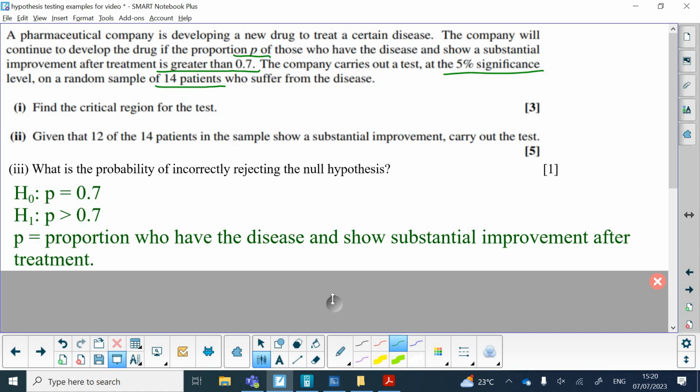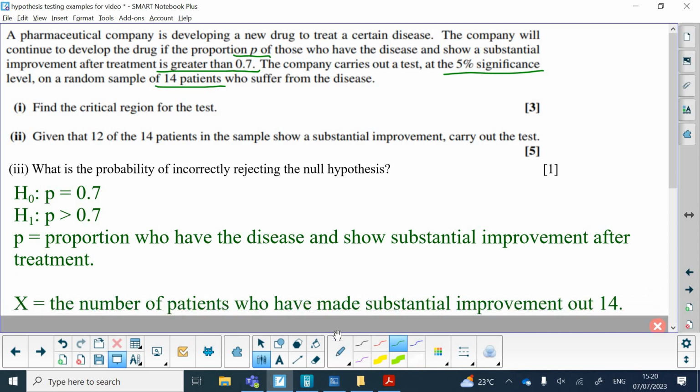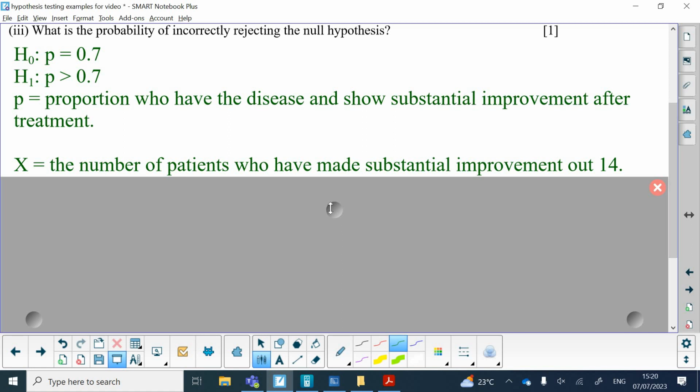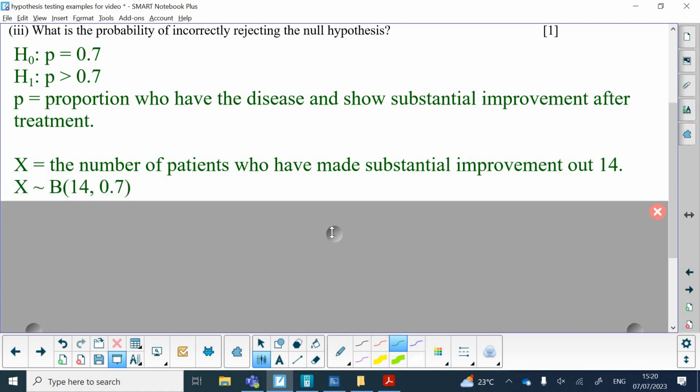Now we look at where our data is. So our data is going to be 14 patients. We're going to take those and count the number of people who show a substantial improvement after treatment. Okay, so we define an X here. And then we can write the distribution for the number of patients who've made substantial improvement. That would be a binomial where substantial improvement is a success. We have 14 patients, so that's 14 trials, and the chance of making substantial improvement is 0.7.